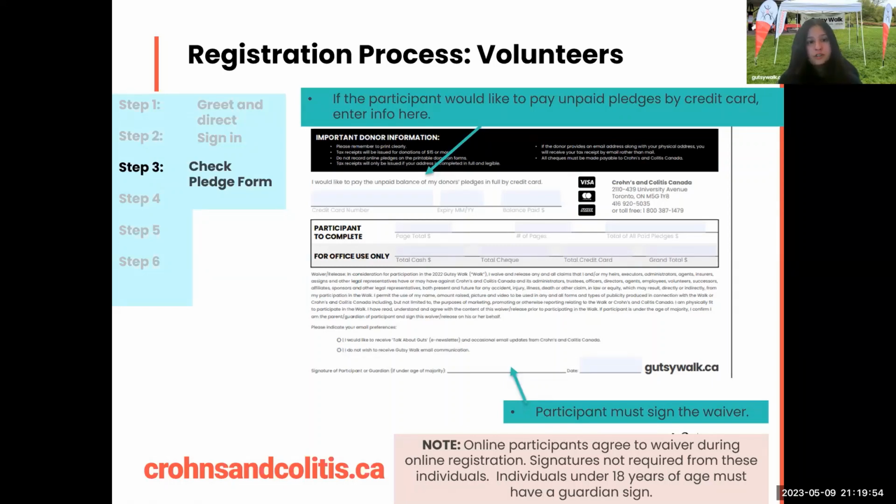On this page, you'll see that they have completed the waiver if they haven't already registered online. So the pledge form is them registering, and you'll have them initial as well on the bottom of the pledge form. And here you'll see that there's the option for them to pay off the money that they're handing in. So if we have the option, I would ask them, hey, would you like to pay the unpaid money off? If they say yes, that's great. You can have them fill out their credit card information here, have that as well highlighted. And in that box where it says participant to complete, that's where you're going to have the total money. So you're going to have the total amount of cash that they handed in, the total amount of checks, and the total amount of credit card that will then need to be processed with the grand total.